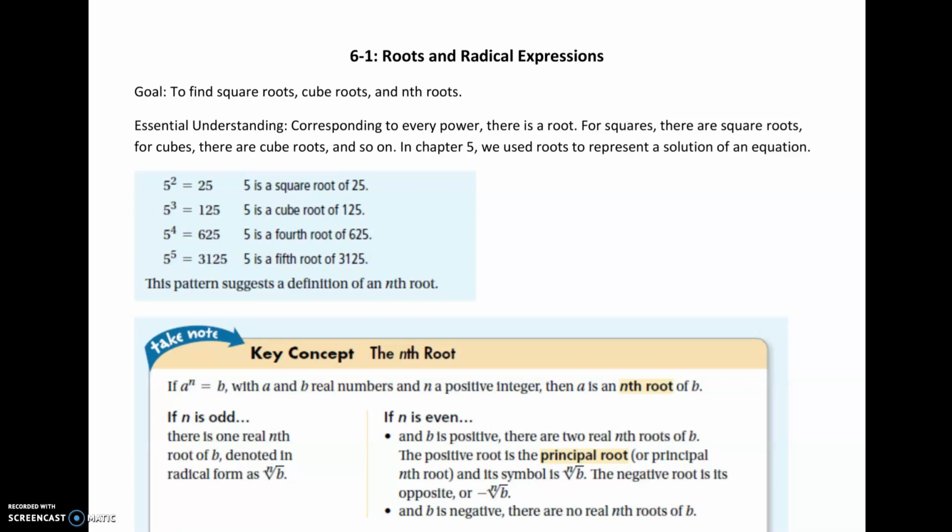In our first section, 6.1, we're going to be dealing with roots and their associated radical expressions. A lot of you are probably familiar with something basic like a square root of a number, like 5 is the square root of 25.